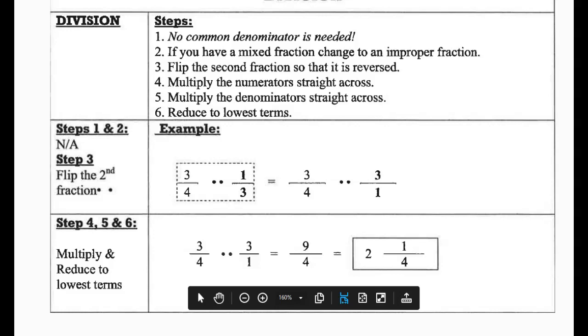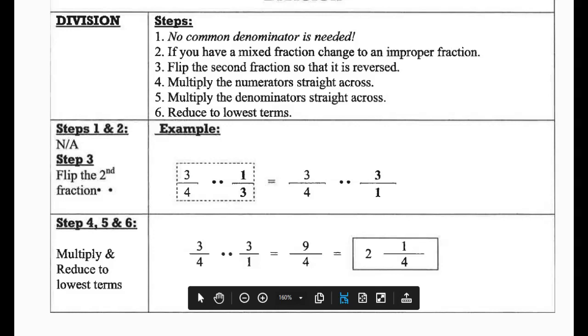remember the rules. So on the division rules, there is no common denominator needed, which means we don't have to change the fractions to get to a common denominator, which is really nice. We can just use the fractions as they are for the division. If you have a mixed fraction, you need to change it to an improper fraction. We don't have this in the example today, but there will be a little video on how to change a mixed fraction to an improper fraction, but they must be in improper fraction form in order to complete the math steps.